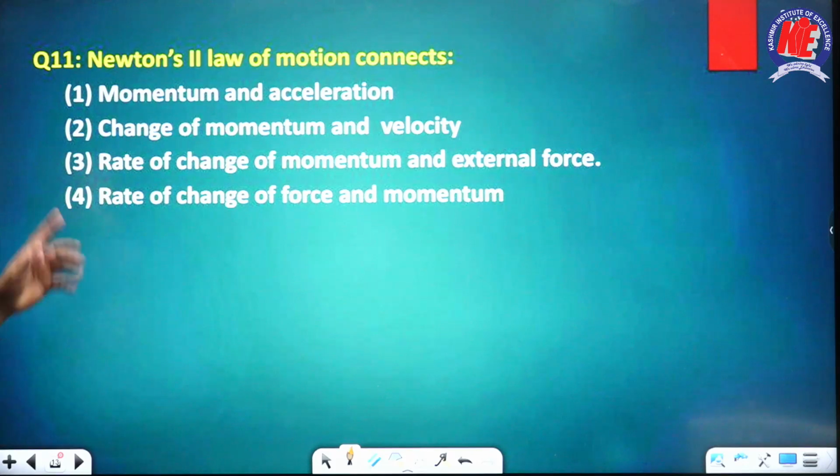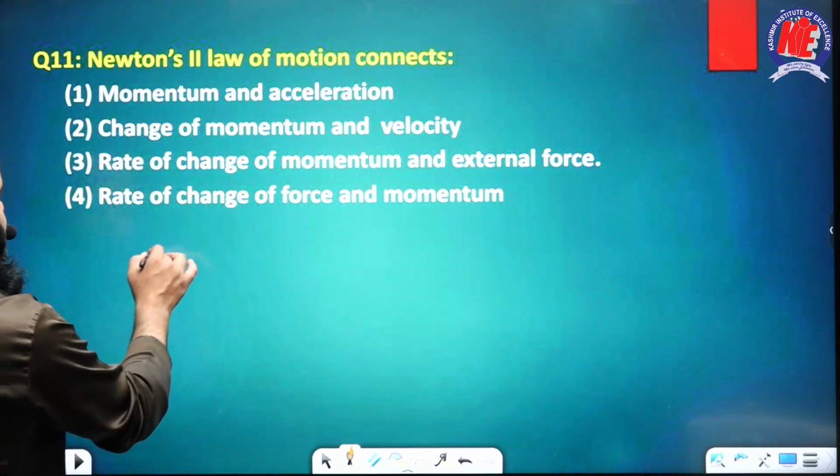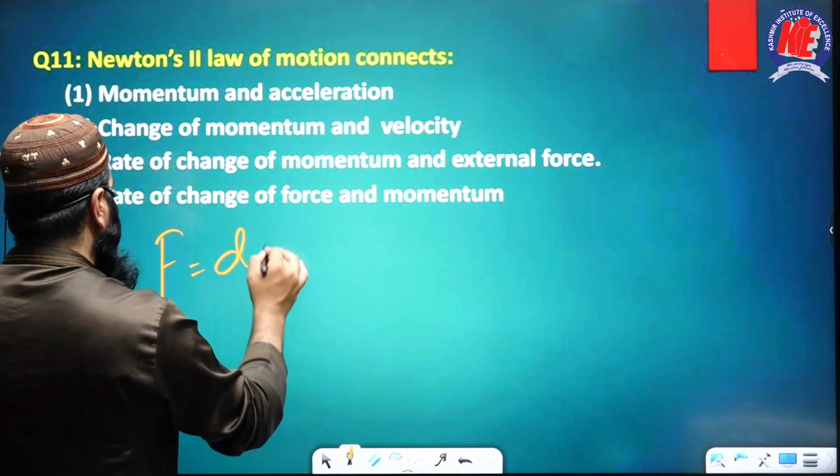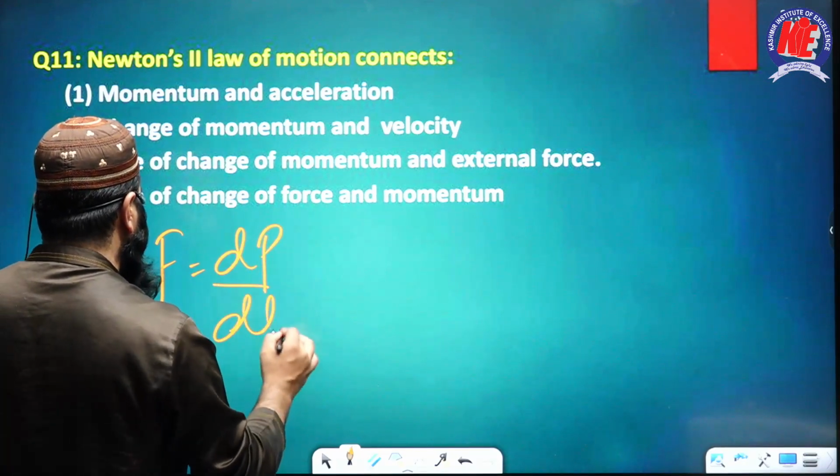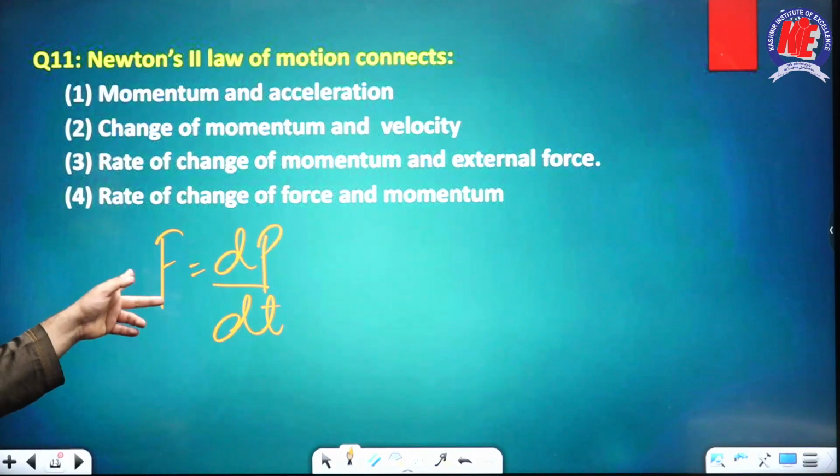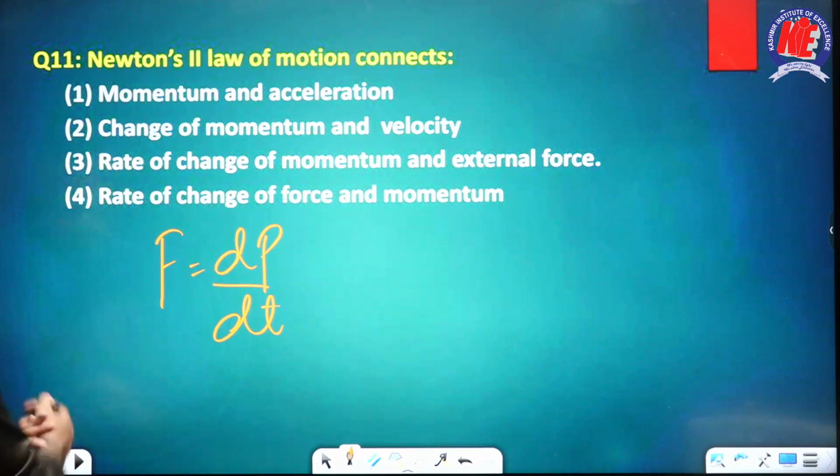Next one please. Newton's second law of motion connects... You talk about Newton's second law, you express it as F is equal to dP by dt. So it relates the force and the rate of change of momentum. So this is going to be the right option.